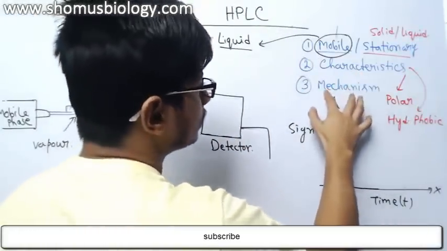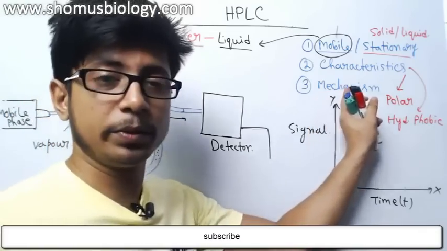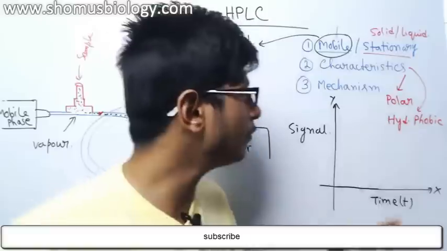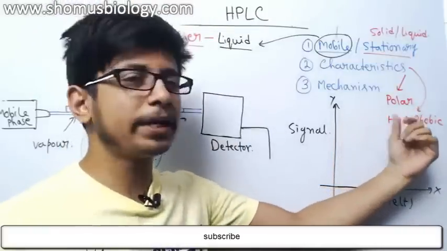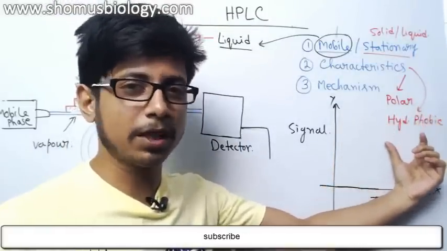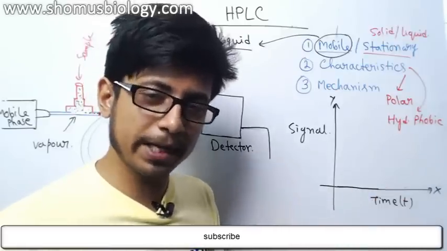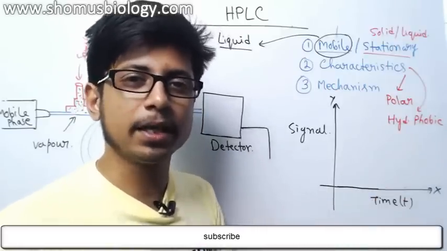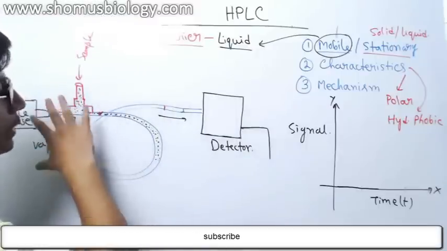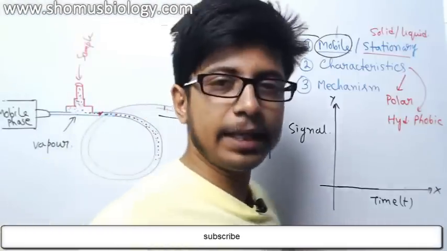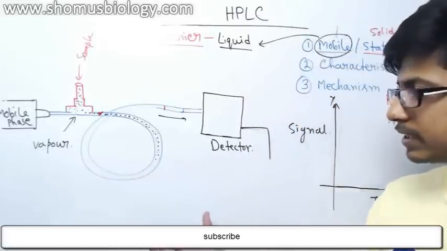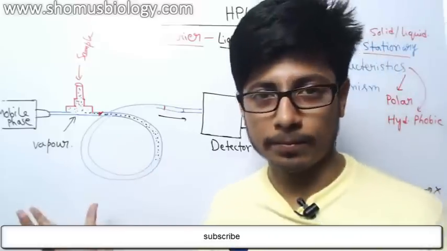Now the third thing is the mechanism with which we separate, which we are going to see in a moment. The mechanism will mostly be based on separating the polar molecules from the non-polar, hydrophobic molecules. Once we separate that, we can easily separate the chemical compounds from each other. Now let's look at the instrumentation process a little bit, and then we'll go to the exact detail of the separation mechanism conducted in the column.